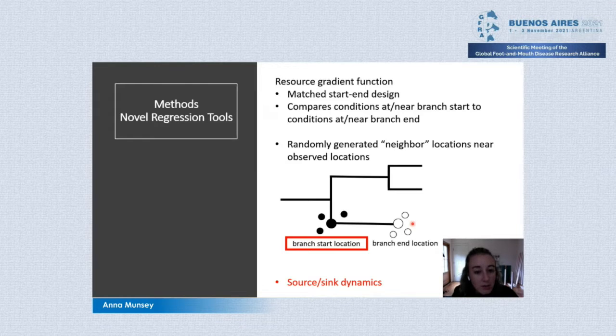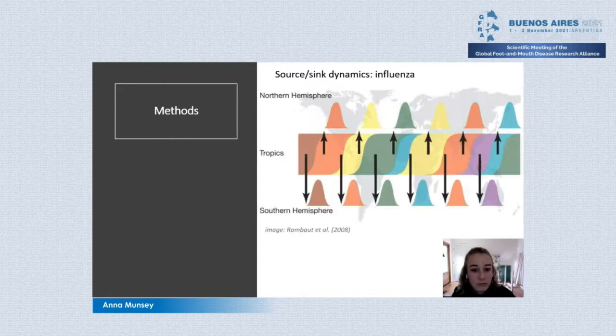In order to increase the statistical power of this analysis, we generated these neighbor locations for each observed location. And the point of this is to understand the gradient along which FMD lineages are tending to move so that we can better understand FMD source sink dynamics.